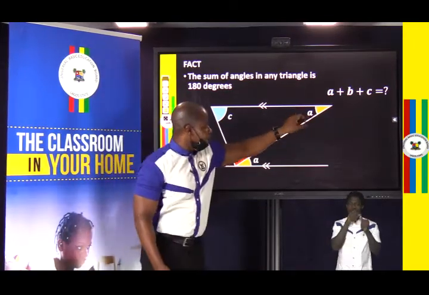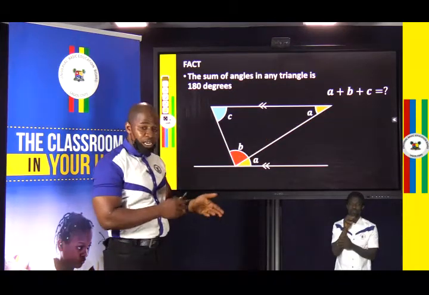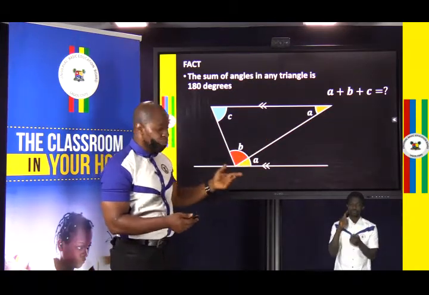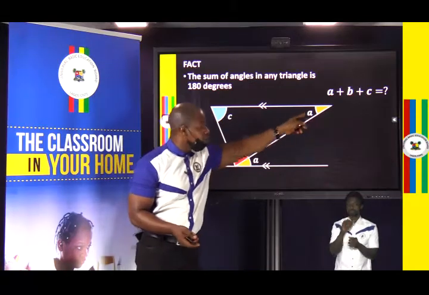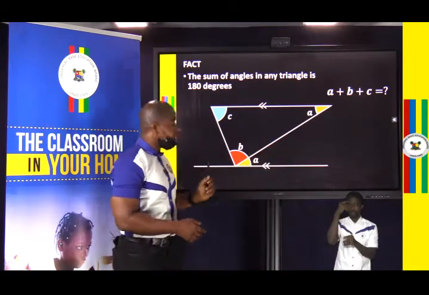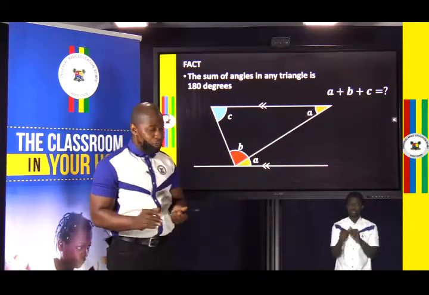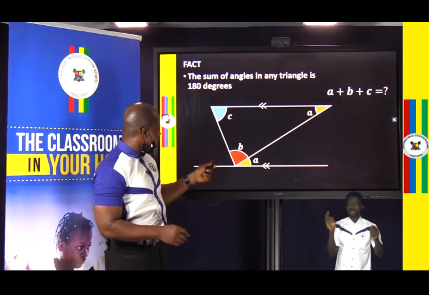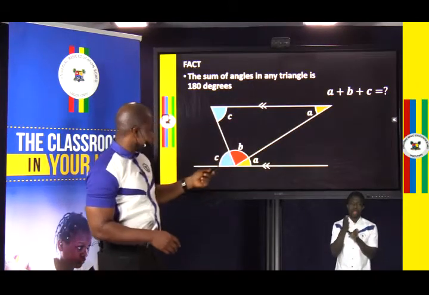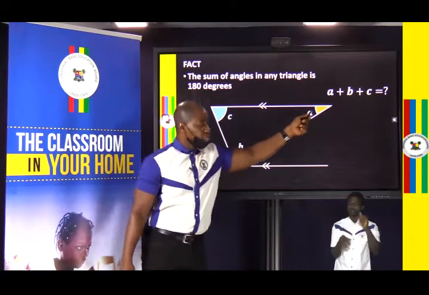this angle A can be turned, flipped, can be rotated to fit in here. Besides, this angle and this angle are alternate angles because this line and this line are parallel to each other. So this angle A and this angle here are the same thing. Also, this angle A and this angle here are the same thing. So this angle C, this is A. This angle A, this is A.